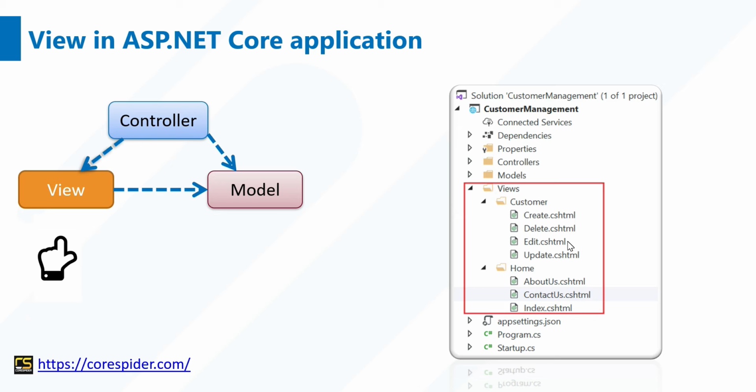In this image, in the customer management project, there are two controllers. One is CustomerController, another is HomeController. According to the controller, the subfolder has been created inside the Views folder, and according to the subfolder, the view files are created here. You can see that the view file has the same name as the controller action method with a .cshtml extension. So let's flip to Visual Studio and we'll understand the views with an example.